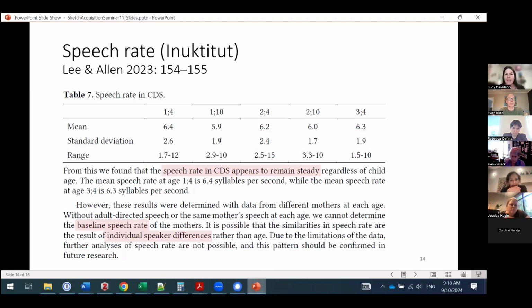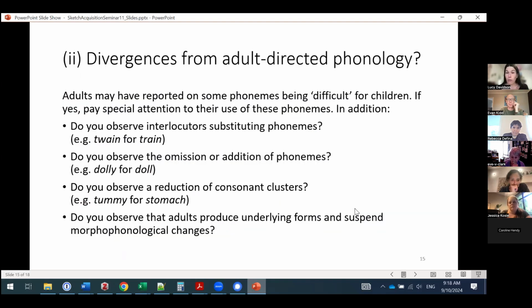So again, this is a caveat that you would put in your sketch, and there probably won't be enough data for you to talk fully about individual speaker differences, as Rebecca mentioned to begin with. But still all very worth pointing out.